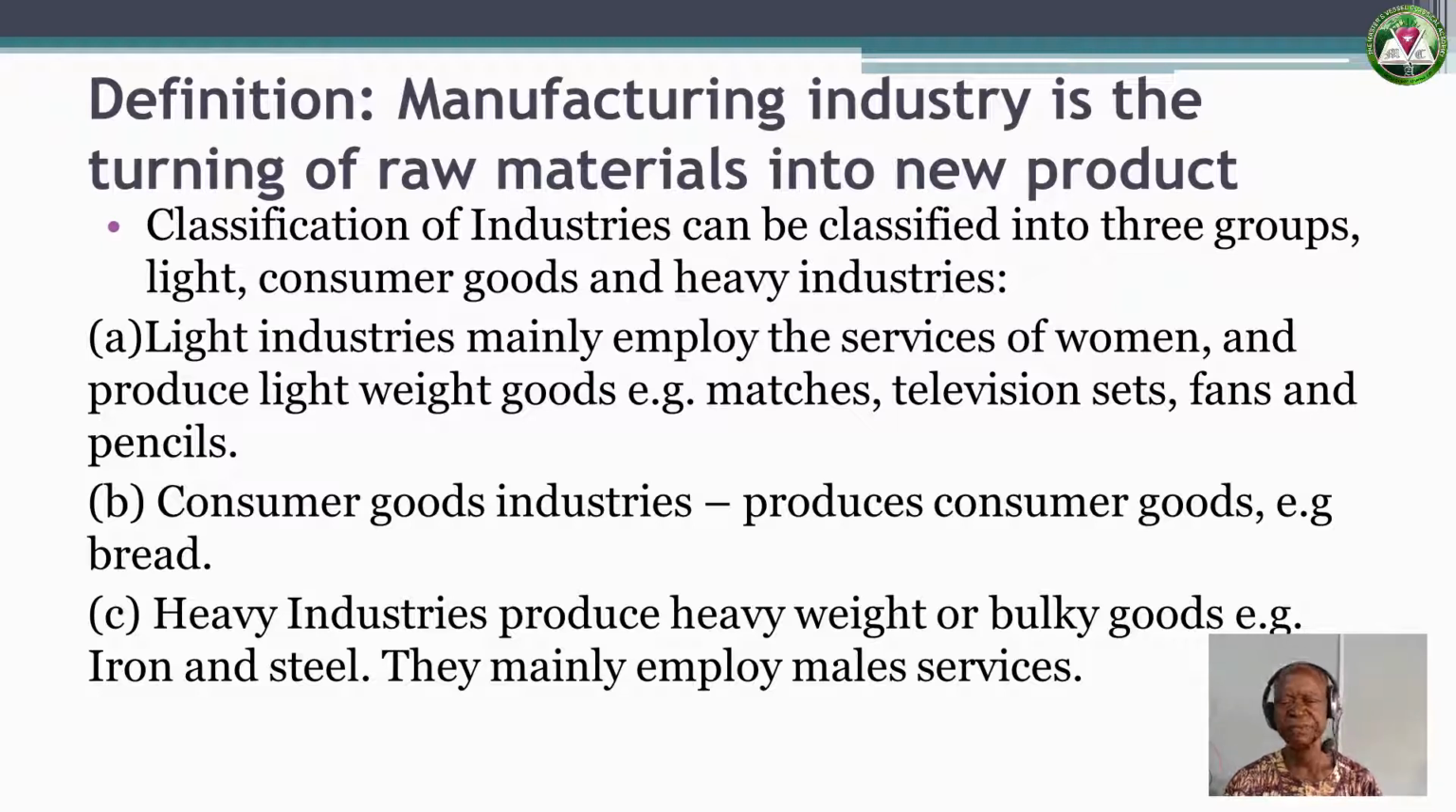Classification of industries. Industries can be classified into 3 groups. We have light industries, which produce lightweight goods. Some examples of lightweight goods include matches, television sets, fans, and pencils. These light industries mainly employ the services of women.